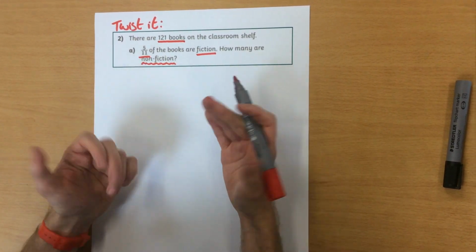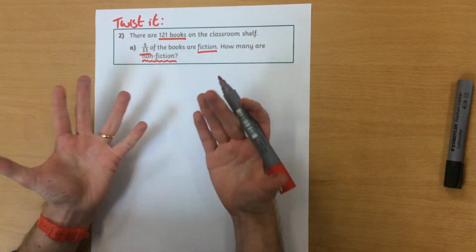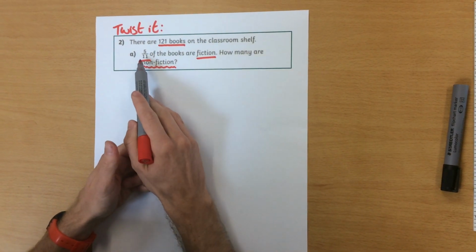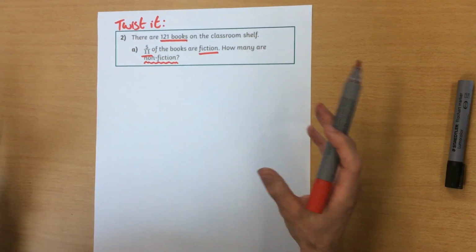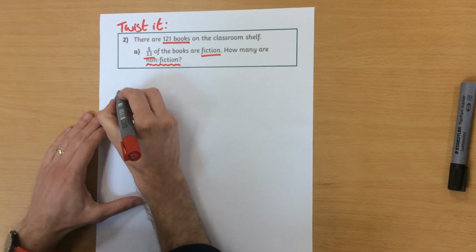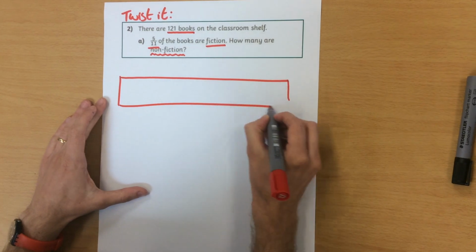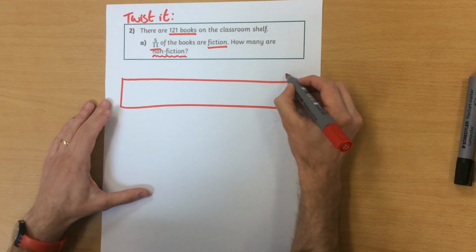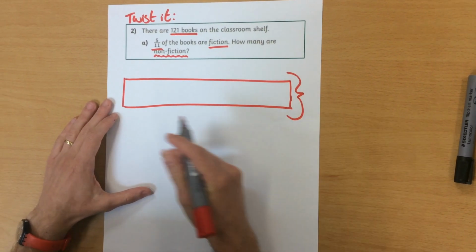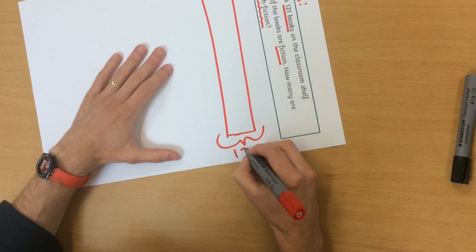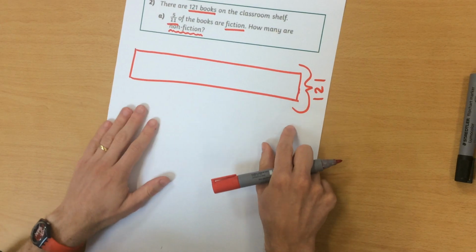Right, so our first step here then is to look at the information that we already know. I know there are 121 books, and I know 5/11ths of them are fiction. Right, so I'm going to draw a bar now to kind of put that into context for us. So here's my bar. Now the total of my bar is the books that I have. That's 121. Okay, so I'm just going to write 121 on the side. So the total is 121.